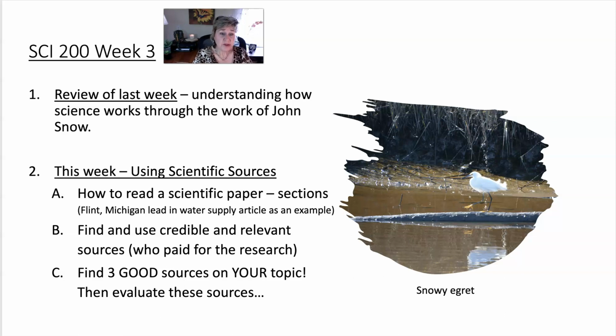Then look at the conclusions. This is a very important section. It tells you what those results mean, and it tells you why this is important and what are the further questions that need to be answered about this particular topic. So those are the parts of a scientific paper.